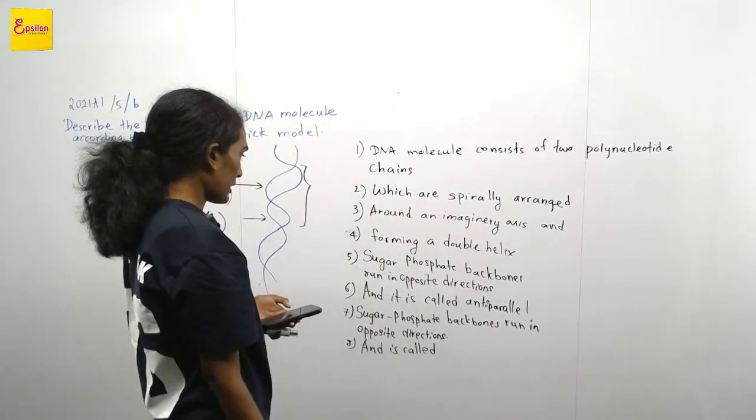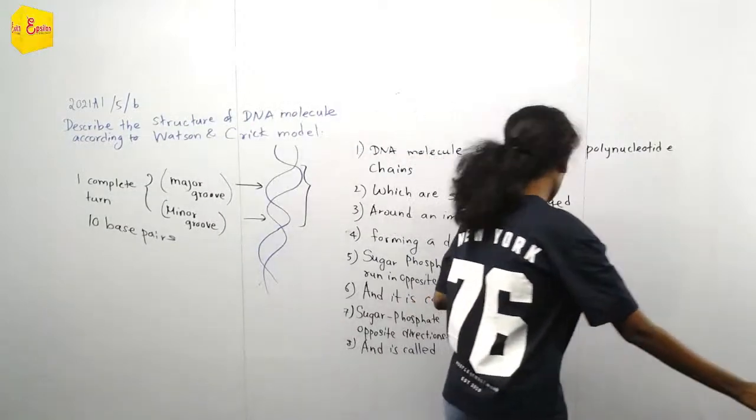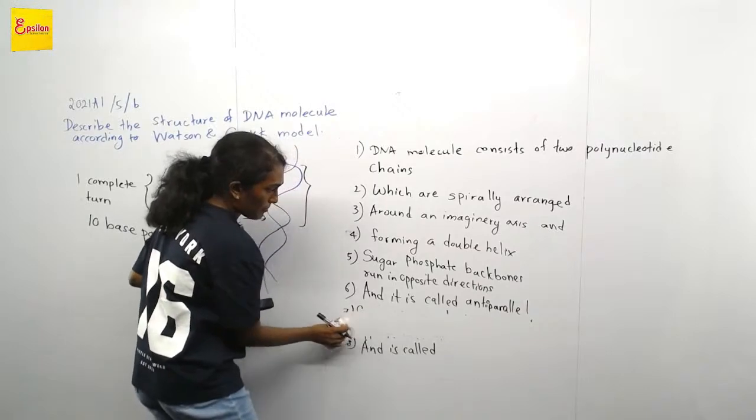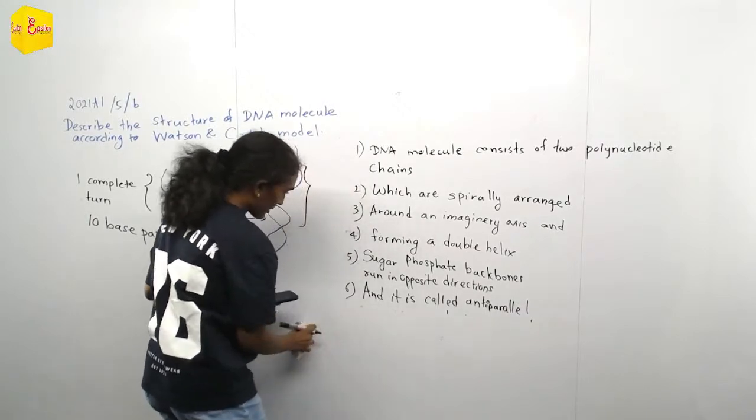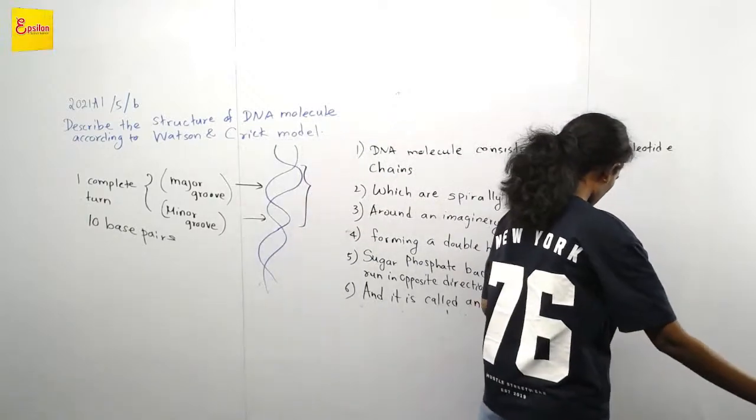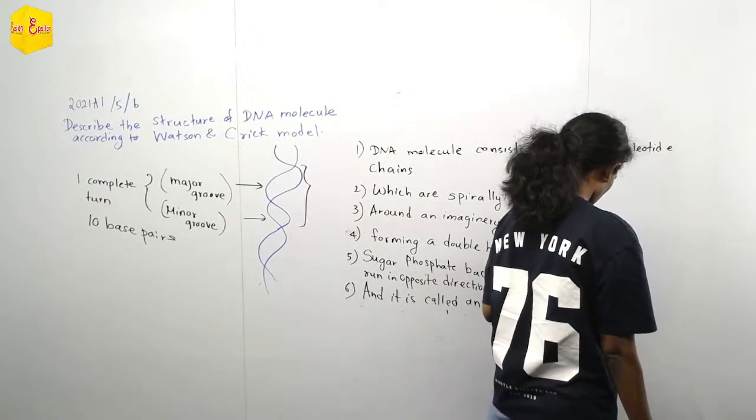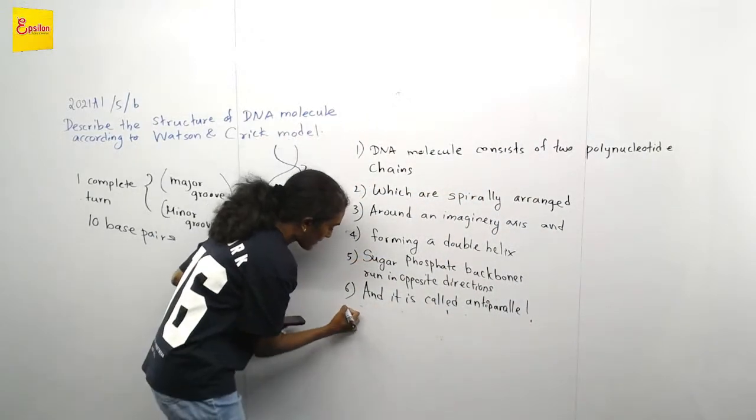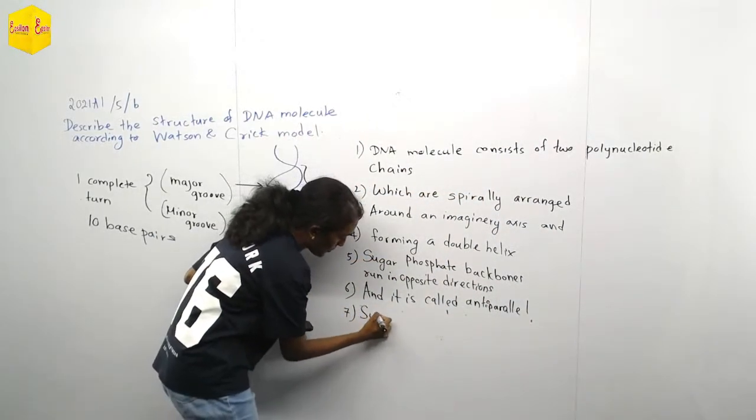Wait, I'm repeating the same. Sorry. Number 7 is not this. Number 7, sugar phosphate backbones are on the outer side of the helix.